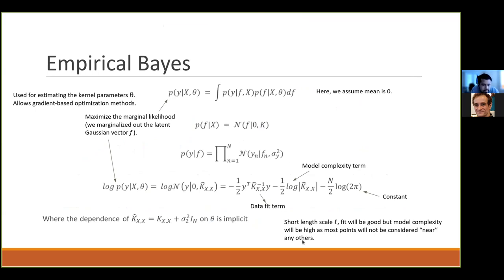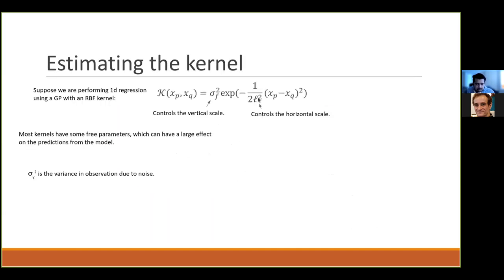Okay, so inferential bias. There are lots of formulas here. Basically, if we do all of that and come to this last equation, it has a data fit term, a model complexity term, and a constant. The data fit term and model complexity term have an inverse relation in terms of the length scale L. So where's the length scale? The length scale is this L that we saw here.